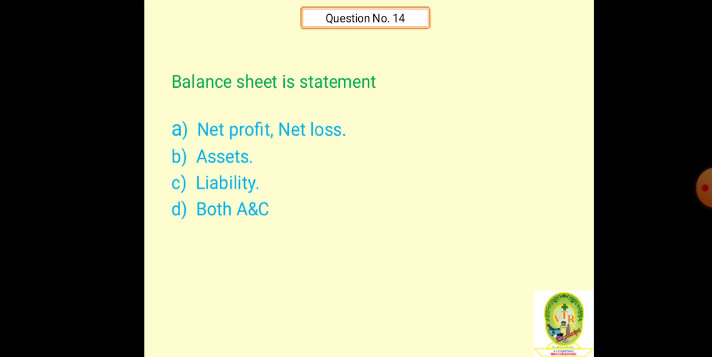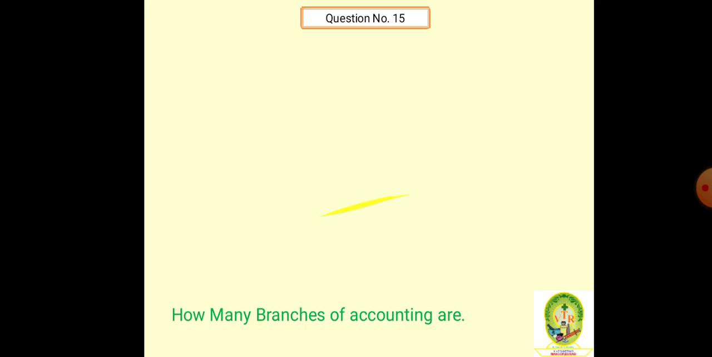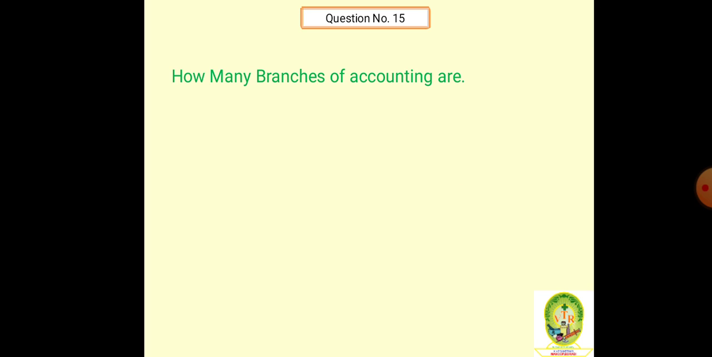Balance sheet is a statement of, options are A. Net profit, net loss, B. Assets, C. Liability, D. Both B and C. Right answer is D.